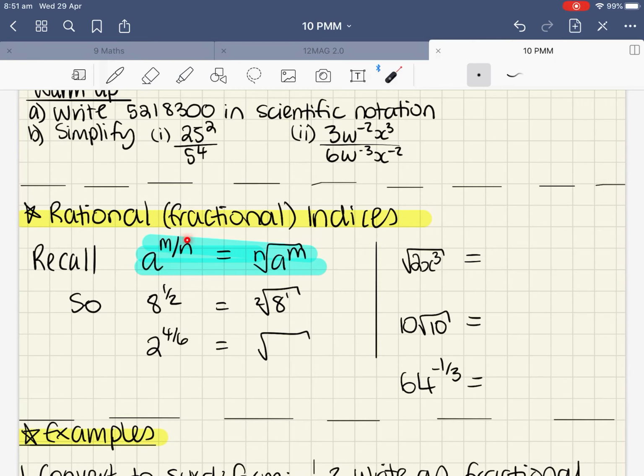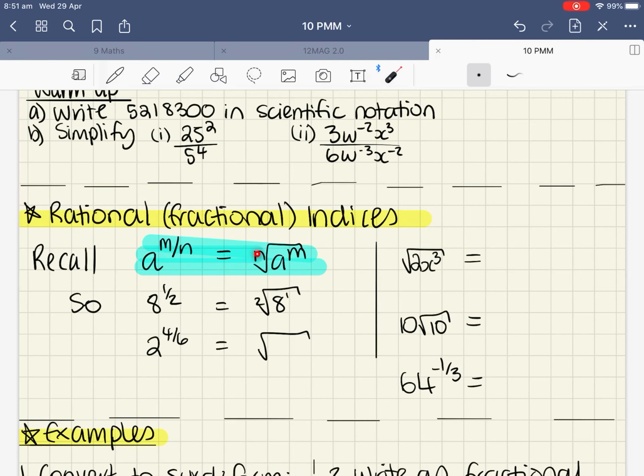All right, so it's that if we have a to the power of a rational index, okay, so rational, remember, is anything that can be expressed as a fraction. So sometimes we call this a fractional index, sometimes we call it a rational index. I will be calling it a fractional index.